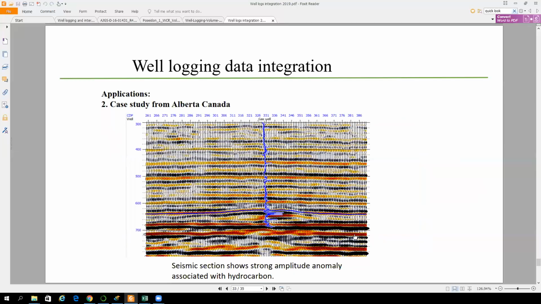Another case from Alberta, Canada. So we have the seismic here. Here we have seismic traces at every location. We have a couple of seismic traces which are over the reservoir zone. The reservoir zone is here. We have one single log here. This log, we will try to integrate it with the seismic, and we try to extend the information which we can derive from this log to areas which do not contain logs.